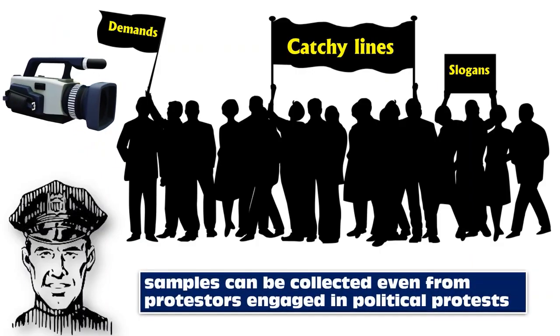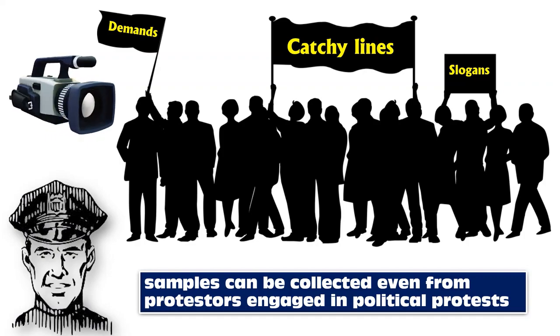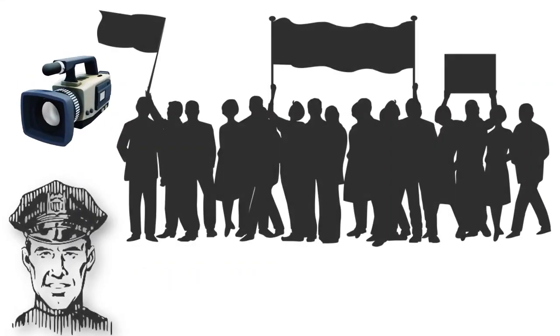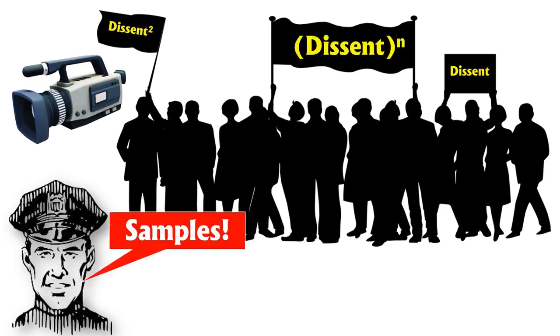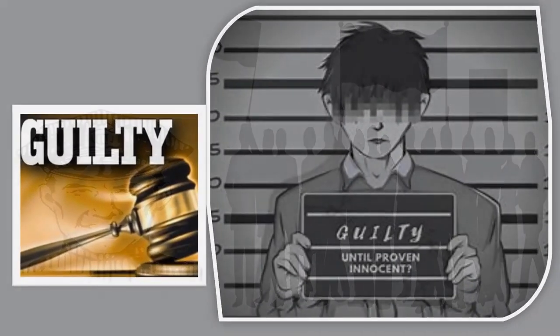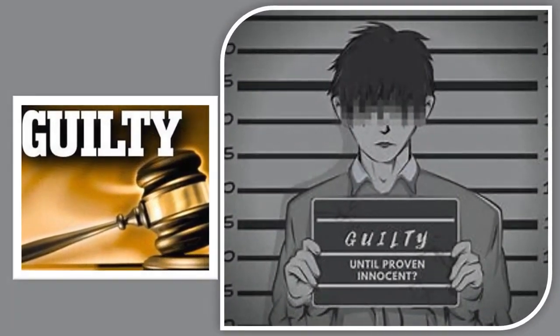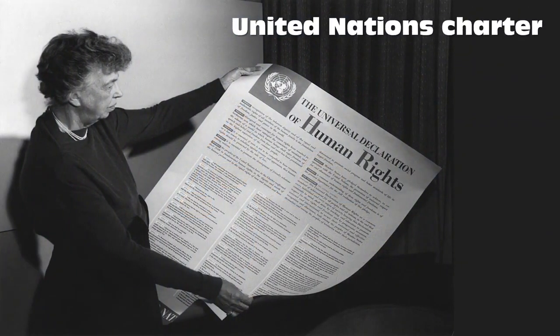The bill proposes to collect samples even from protesters engaged in political protests. Some people opine that the possible ramifications of the bill include its usage as a tool to curb dissent. It is not in sync with the cardinal principle of criminal jurisprudence, that every person accused of any crime is innocent until proven guilty. It also violates human rights provisions laid out in the United Nations Charter.